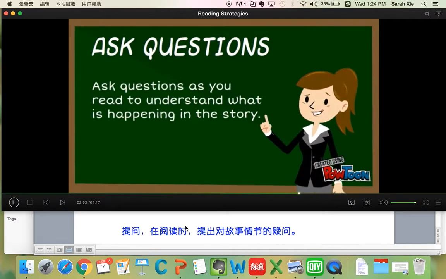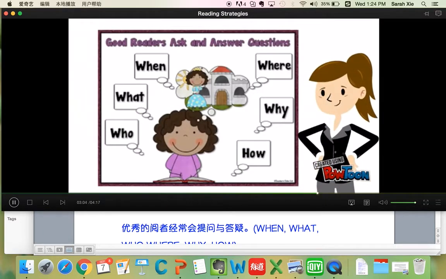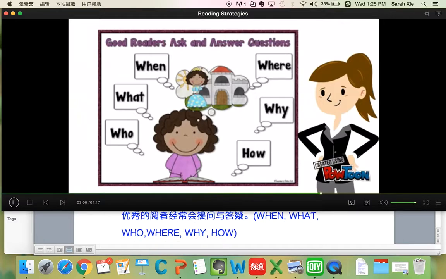Ask questions. Asking questions is very important. Ask questions as you read to understand what is happening in the story. You have to ask questions. Good readers ask and answer questions as they read and after they read.